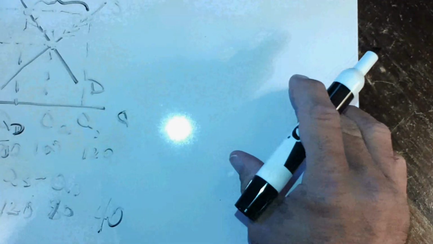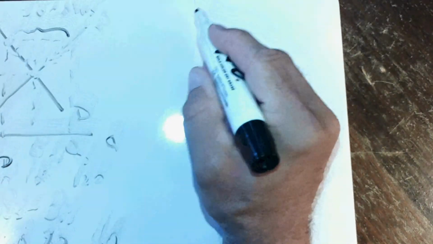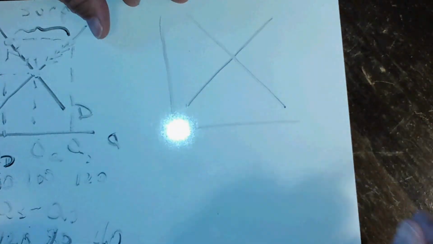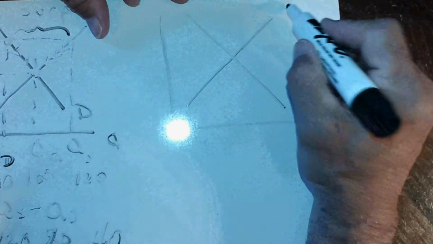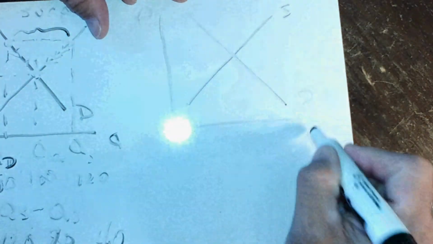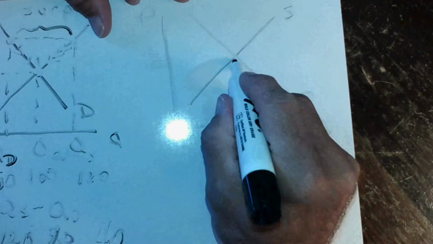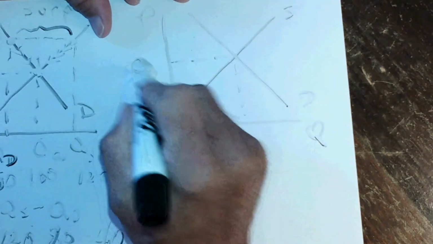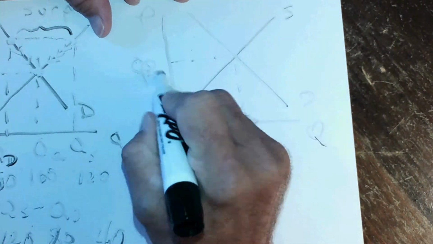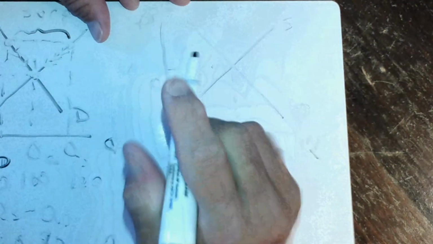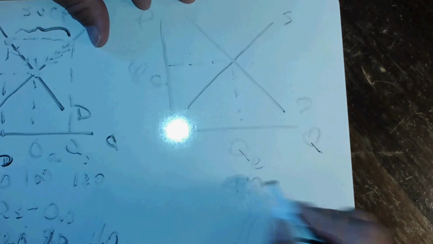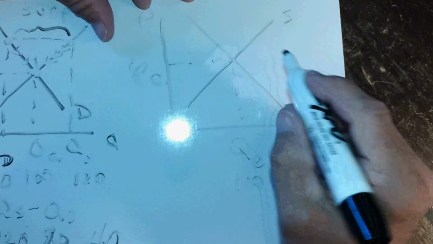If, however, the situation is reversed and the price is below equilibrium, in this situation, we have 100, and there's no surplus or shortage.